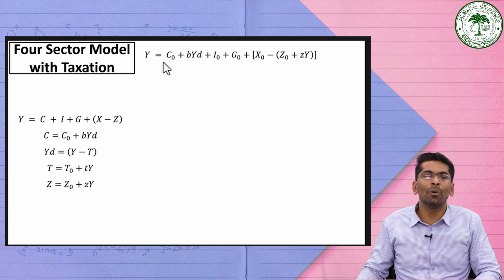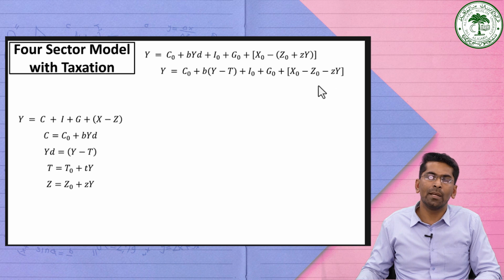So Y is equal to consumption, that is C0 + bYD + I0 + G0, then export minus import, that is Z0 + zY. Now what is YD? Which is Y minus T. So I am going to write instead of YD, it is Y minus T. So C0 + b(Y - T), then remaining terms are as it is. I am opening this bracket here. So it will become minus Z0 and minus zY.